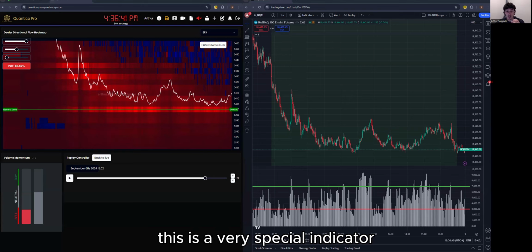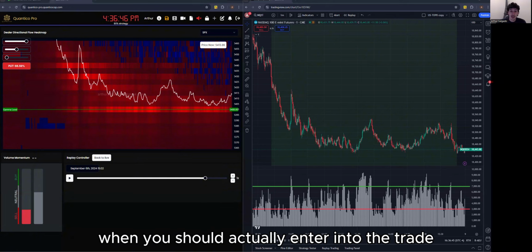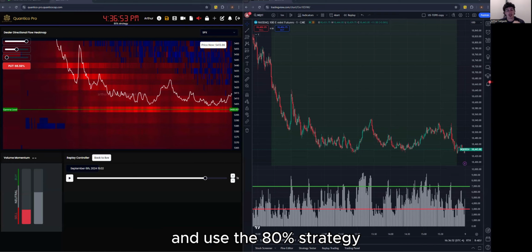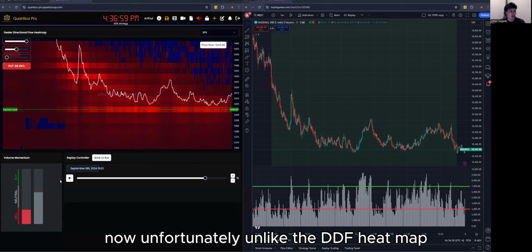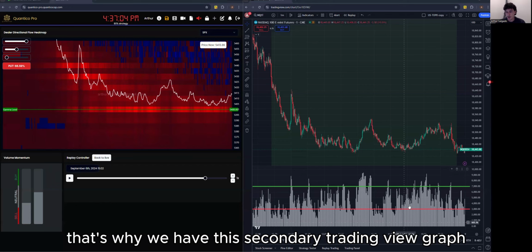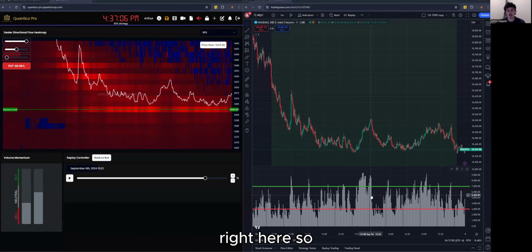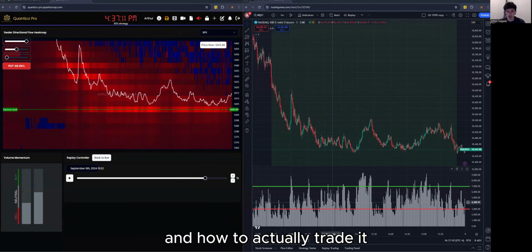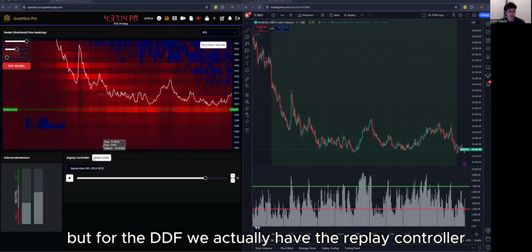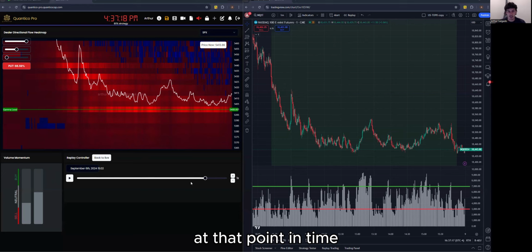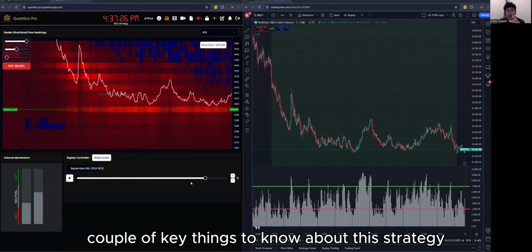Next, you have the volume momentum. This is a very special indicator because it's going to tell you when you should actually enter into the trade. This is going to be your trigger to actually go into and use the 80% strategy. Now, unfortunately, unlike the DDF heat map, I can't replay the volume momentum. So that's why we have this secondary TradingView graph right here, so I can actually show you the back test of this strategy and how to actually trade it. But for the DDF, we actually have the replay controller so we can see exactly what it was doing at that point in time.